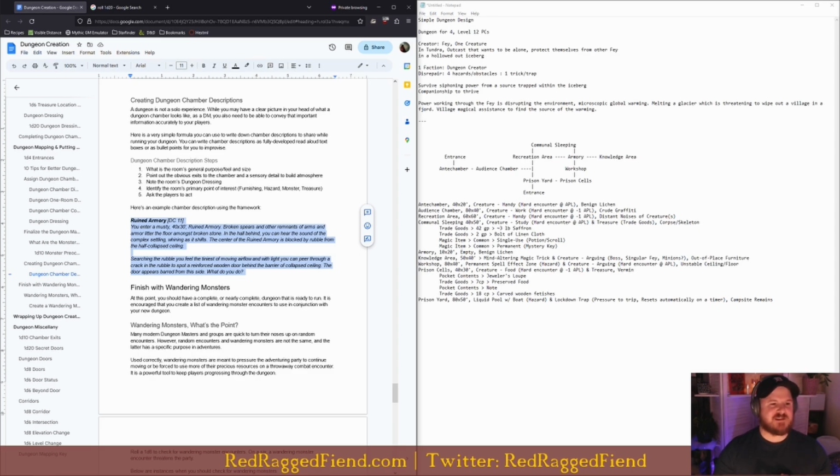Broken spears and other remnants of arms and armor litter the floor amongst the broken stone. That's our sensory detail. There is an exit in this room, but we haven't talked about it yet because it's not an obvious exit from where they're coming in. In the hall behind, you can hear the sound of the complex settling, whining as it shifts. So you can hear this dungeon with that old creaking vibe to it.